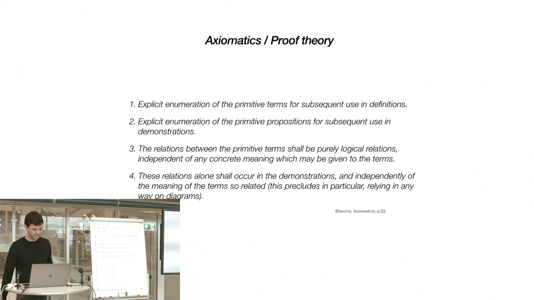He says, you need to have explicit enumeration of the primitive terms for subsequent use in definitions, explicit enumeration of the primitive propositions, stuff like that. Relations between the primitive terms shall be purely logical relations, independent of any concrete meaning which may be given to the terms. So you see, clear separation of what is logical or deductive and what is content. So separating logical content from, for example, geometrical content. And then he says, these relations alone shall occur in the demonstrations, independently of the meaning of the terms so related.